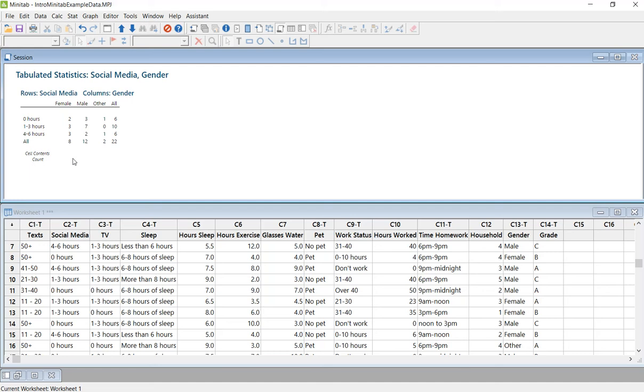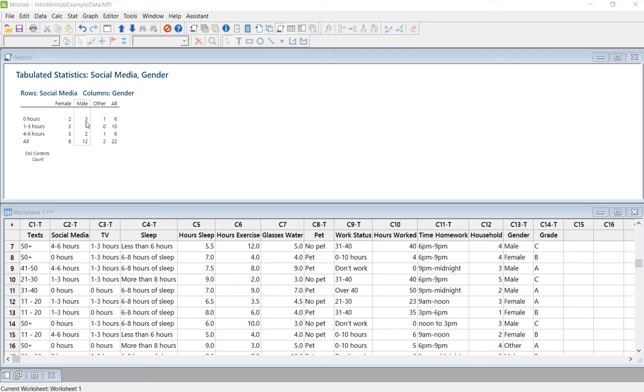First when we do this, you can see you've got 0 hours, 1 to 3, 4 to 6, all. Then you've got female, male, other, and where they rank in all of that. For this one, the thing to think about is just because you've got two women who did 0 hours of social media and 3 men that did 0 hours and one person who identified as other, what does that really mean? Does that mean, oh, more men don't use social media?